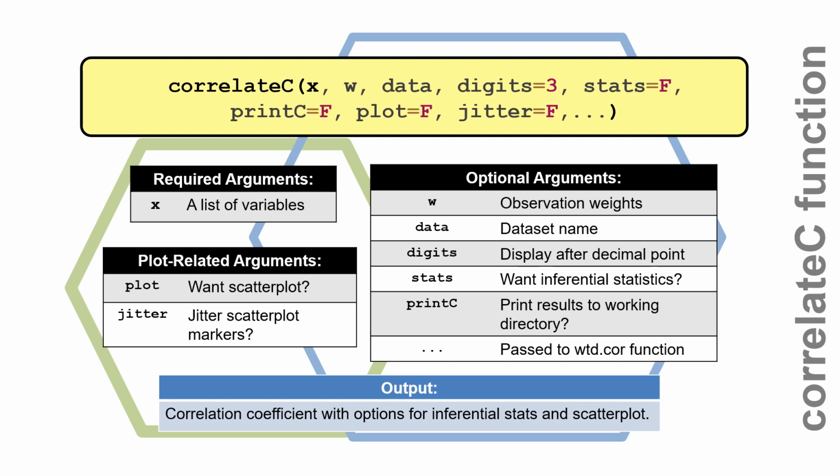You can generate a scatter plot by setting correlateC's plot argument to true. If x is set to a list of more than two variables, plot equals true will generate a scatter plot matrix. If the scatter plot markers overlap too much, you can use the jitter argument to see them a little bit better. To learn how to use the correlateC function for correlation analysis, let's work through some examples.